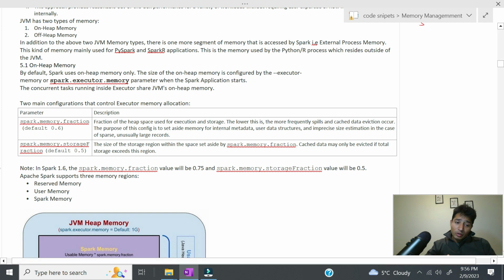Other most important parameter is spark.memory.storageFraction. This is the size of the storage region within the space set aside by spark.memory.fraction. Okay, so cached data may only be evicted if total storage exceeds this region.